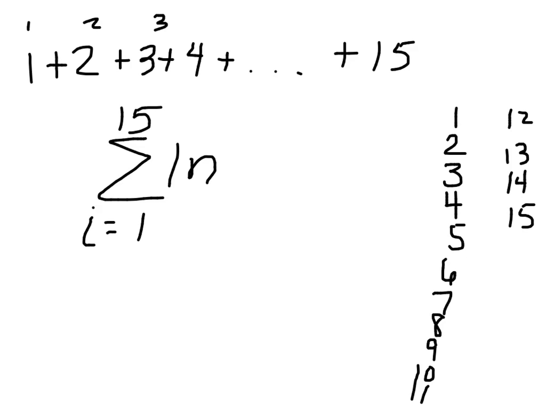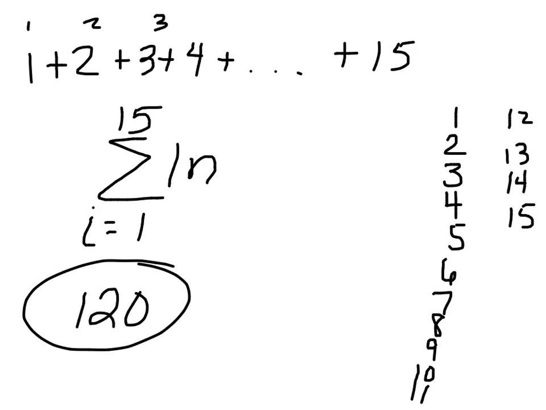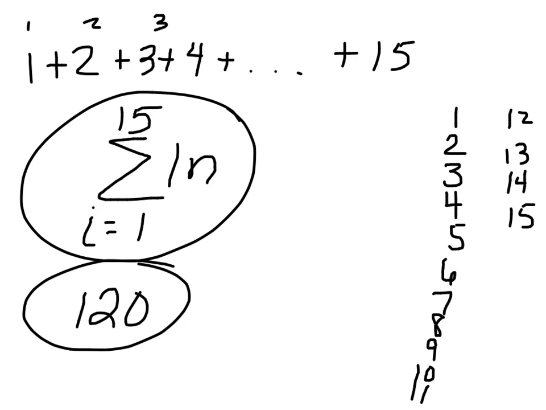Okay, what do you get? 120. Oh, shoot. Hold on. I almost forgot. You didn't use N, you used I. So I better put it as an I rather than an N. Sorry.